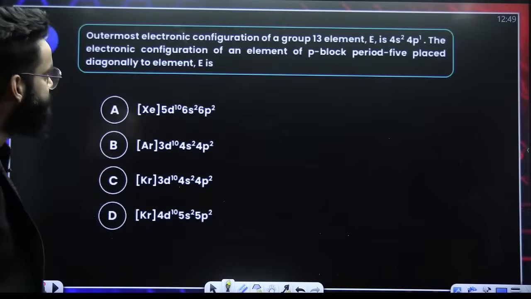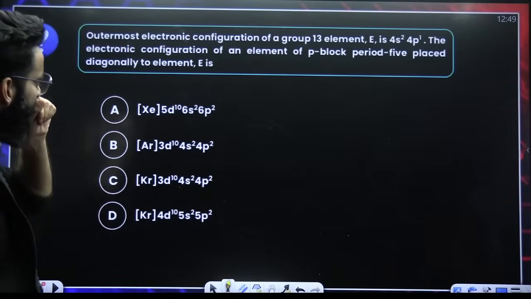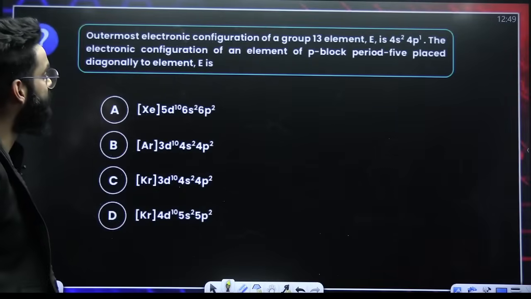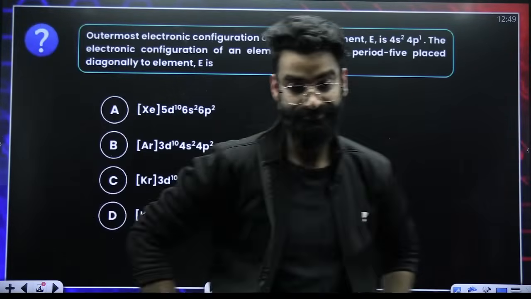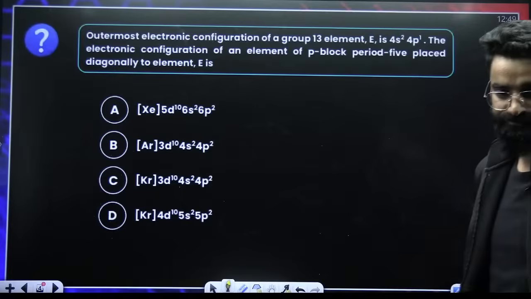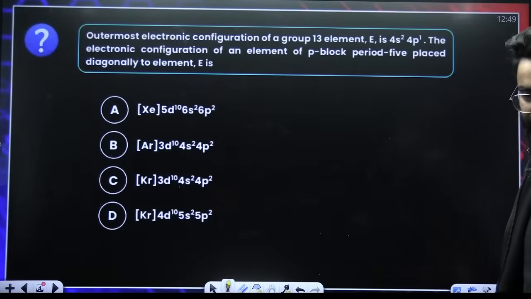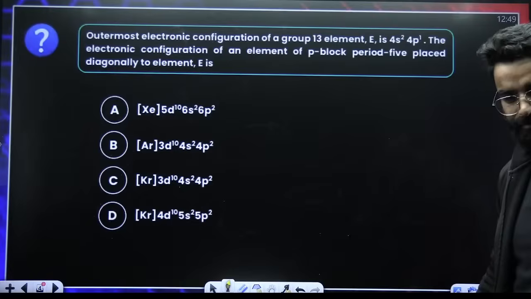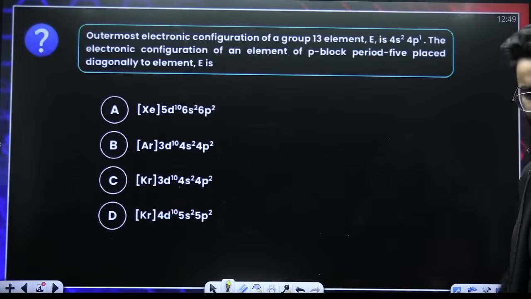What is the answer of this one? Outermost electronic configuration of group 13. It will not take more than 20 minutes. After 20 minutes, we'll end the session. You don't need to worry. Okay, let's complete it. Why take the break?